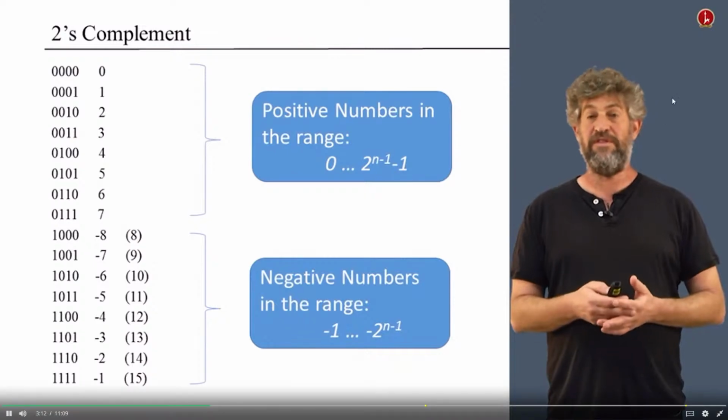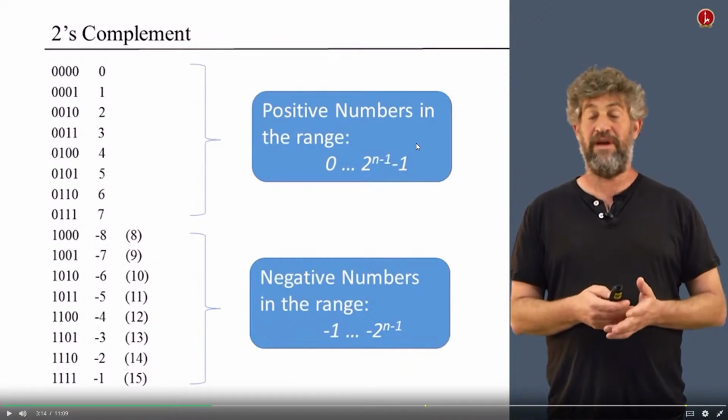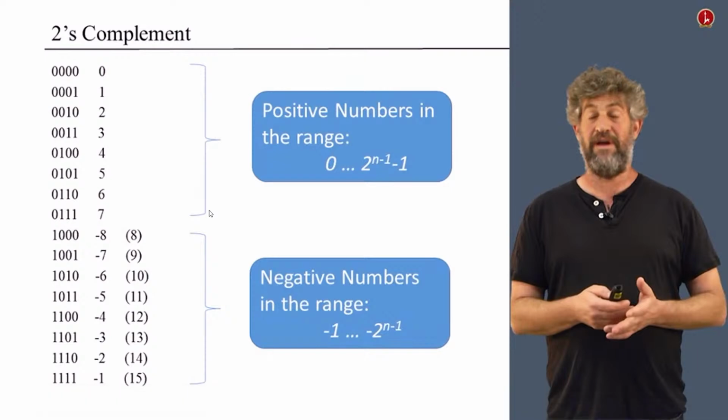So let's look at what we get in this representation. First of all, the positive numbers that we have are half of what we previously had. Basically, we're missing a bit, so we can represent not all the numbers up to 2 to the n minus 1, but rather up to 2 to the n minus 1, all that minus 1.